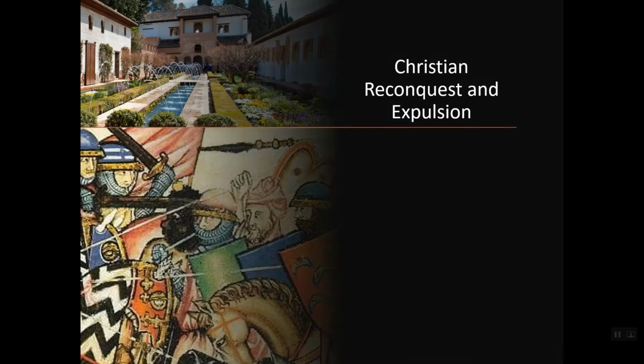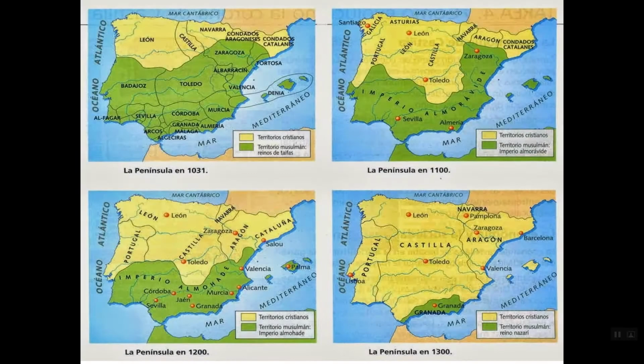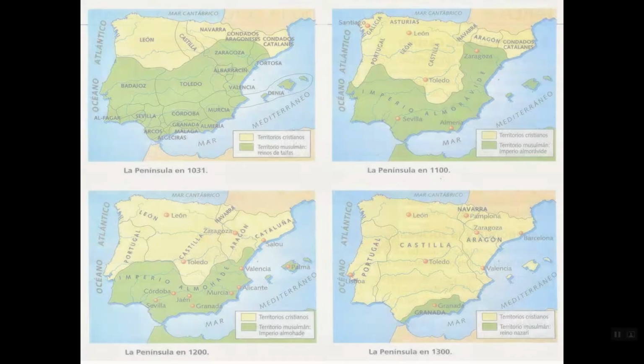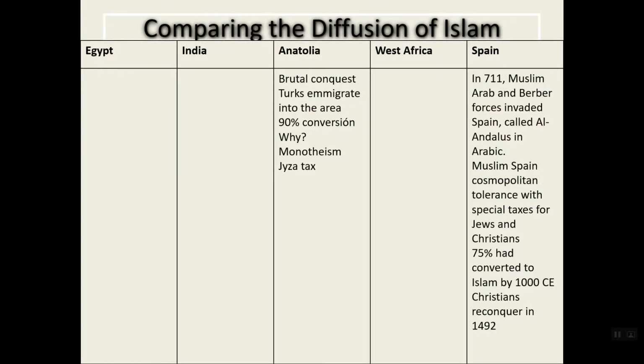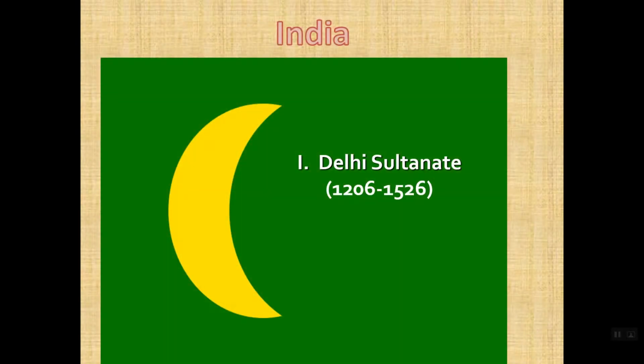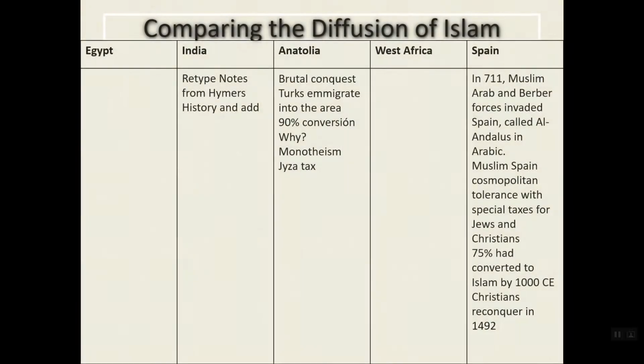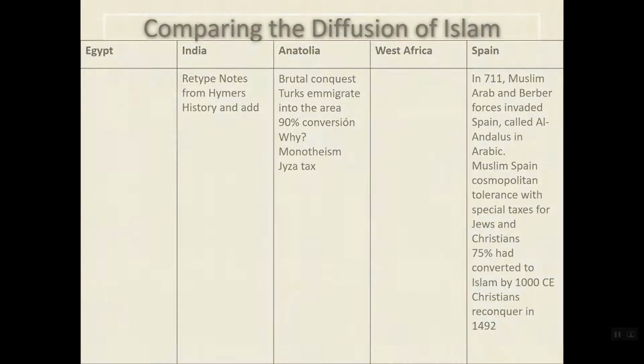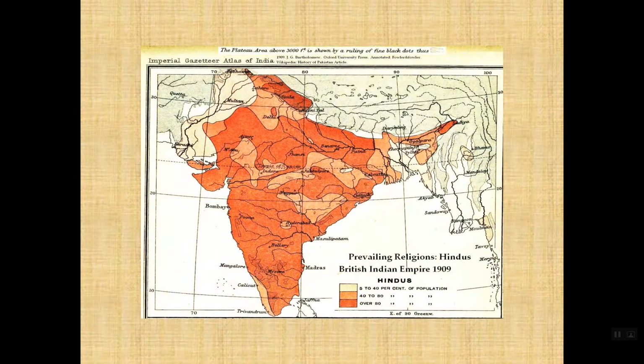So the next one is, okay, so I wanted to show a map of the gradual takeover of the peninsula by Christians, and eventually in 1492. Now the next one is India. Now for India, I'm not even going to discuss it. Heimler does a better job, so just use your notes from Heimler's history and put them there, retype them there if you want, or if you don't. But I do want to show you this map.